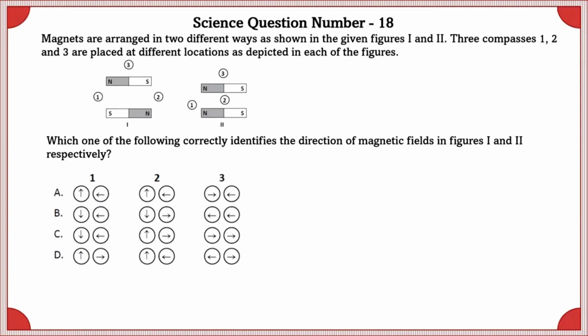Science question number 18. Magnets are arranged in two different ways as shown in the given figure 1 and 2. 3 compasses 1, 2, 3 are placed at different locations as depicted in each of the figures. Which of the following correctly identifies the direction of magnetic fields in figure 1 and 2 respectively? The C option correctly represents the direction of magnetic fields.